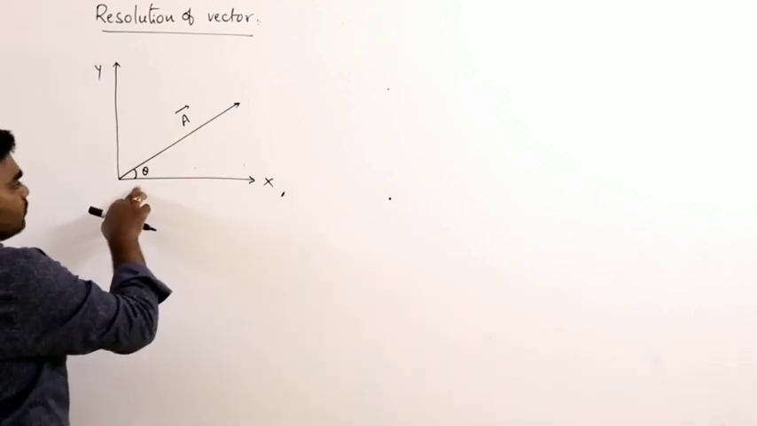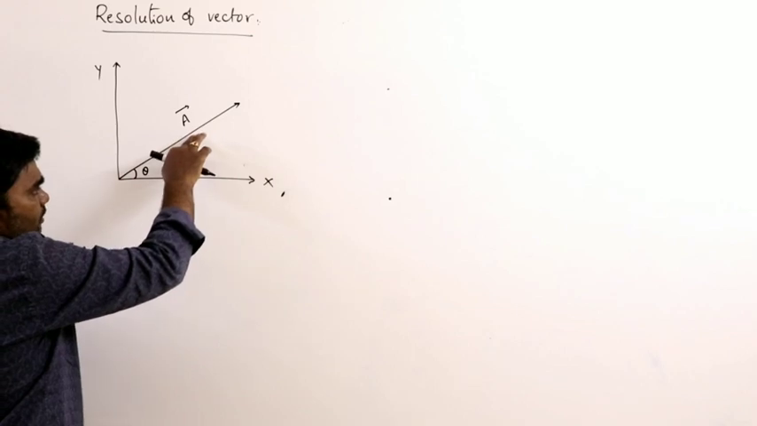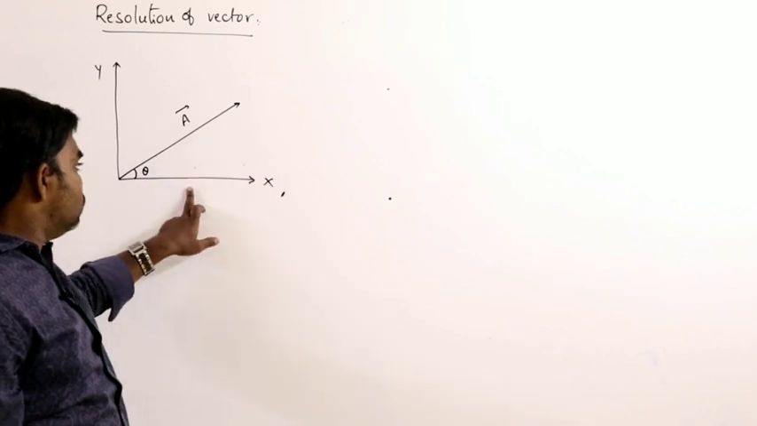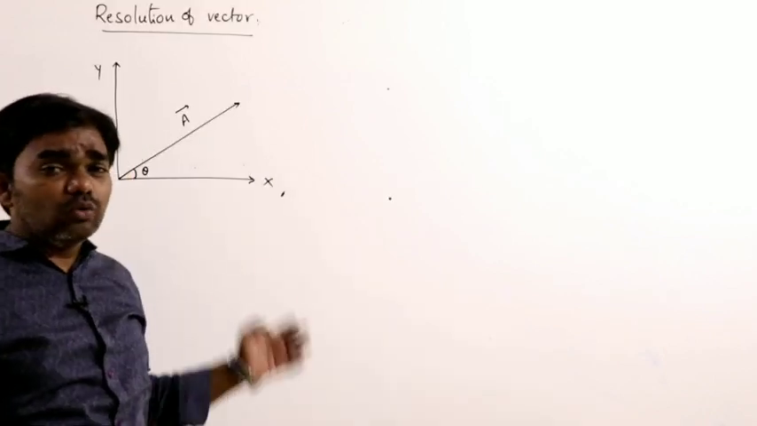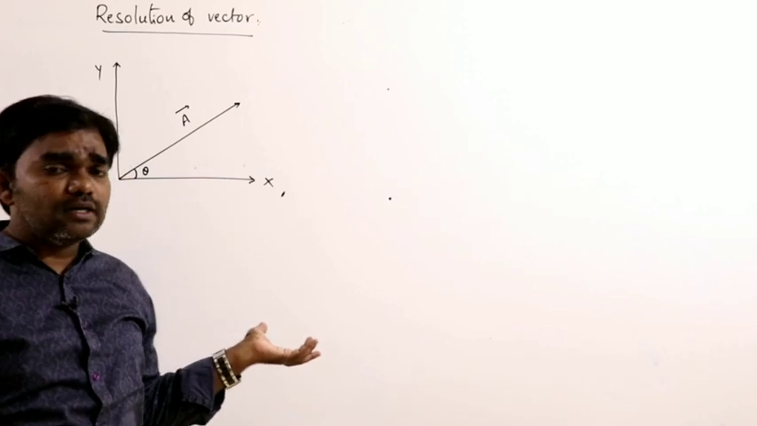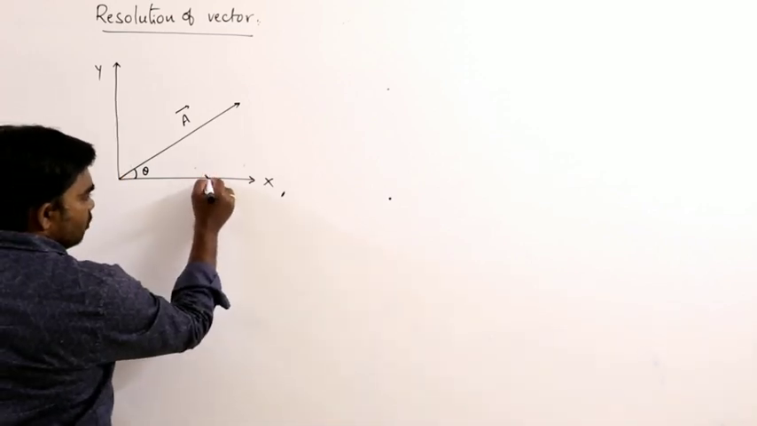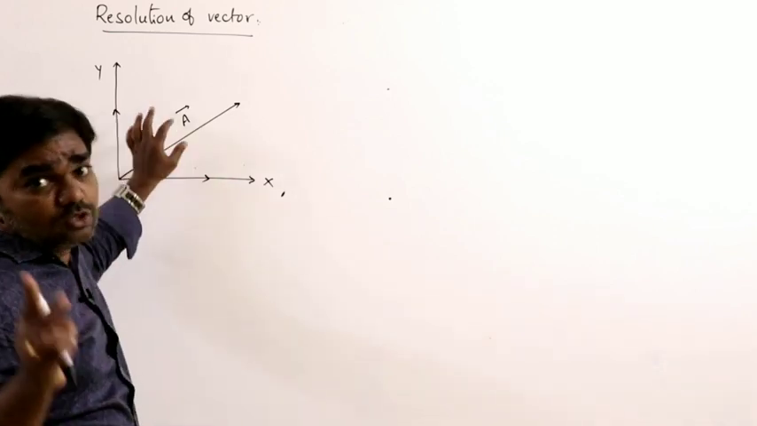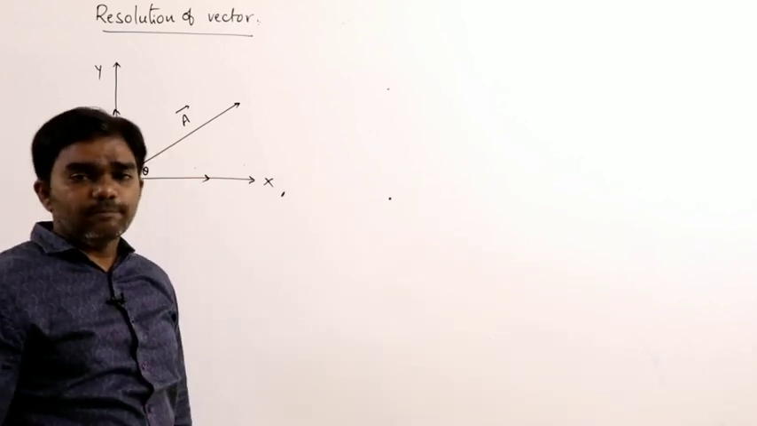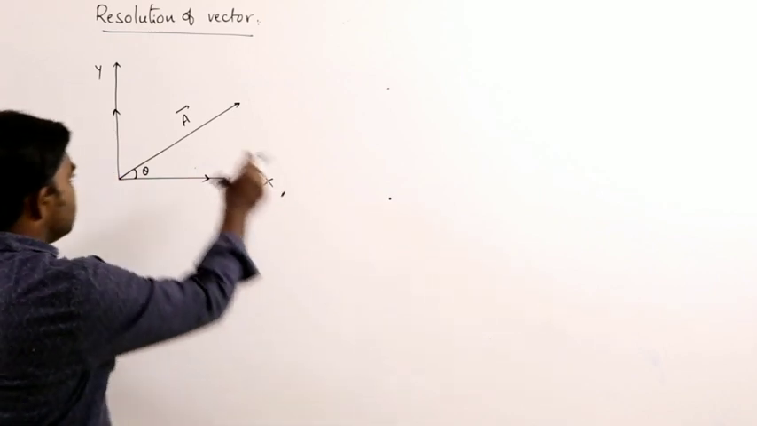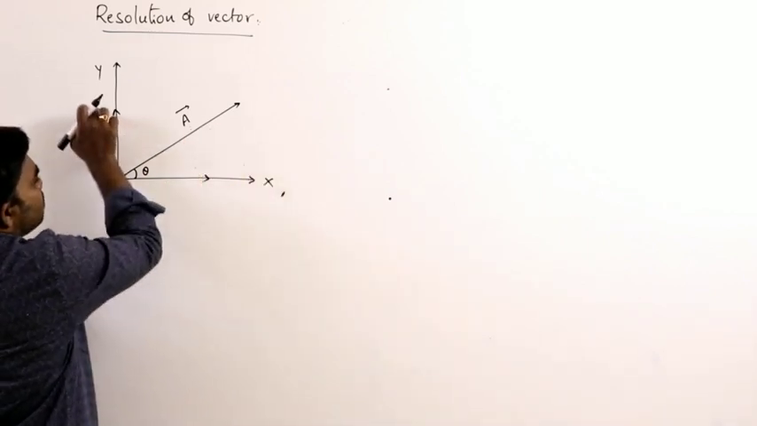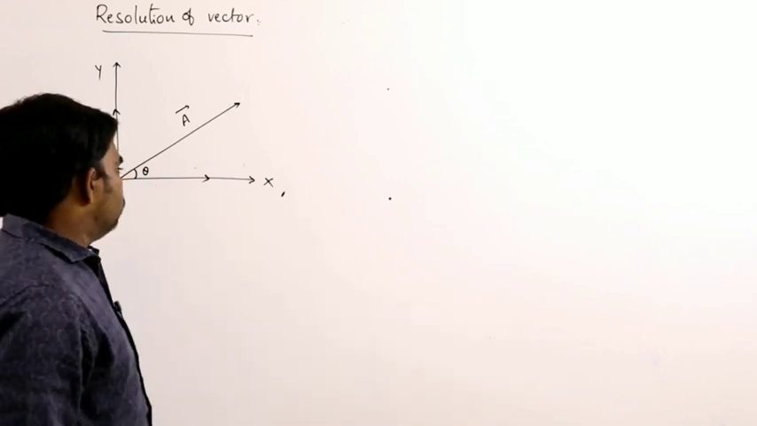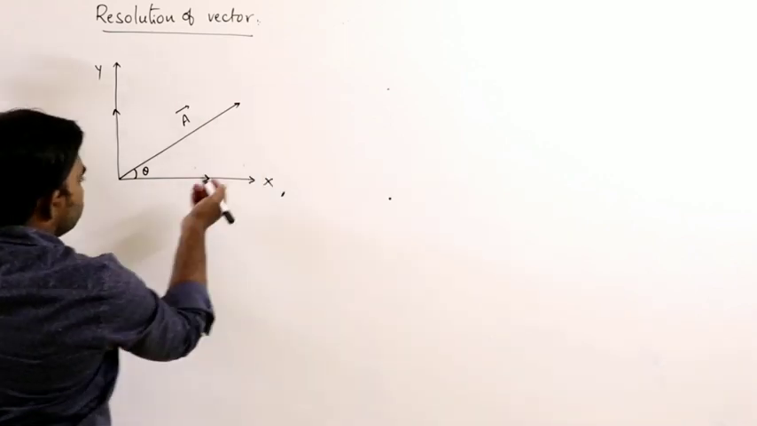So for our concept, a bar can be divided into two mutually perpendicular components, one horizontal and one vertical. Those two components must be perpendicular. So what is the horizontal component and what is the vertical component? That we have to find out.